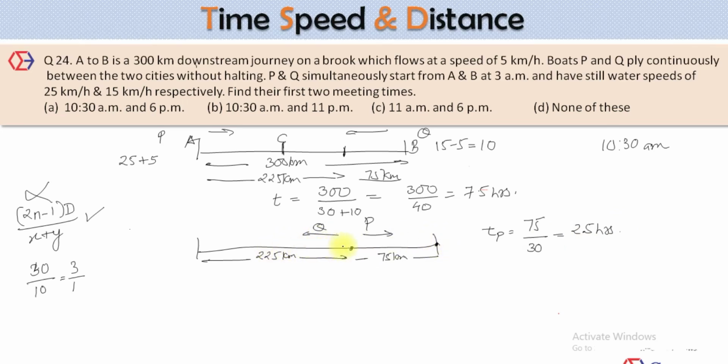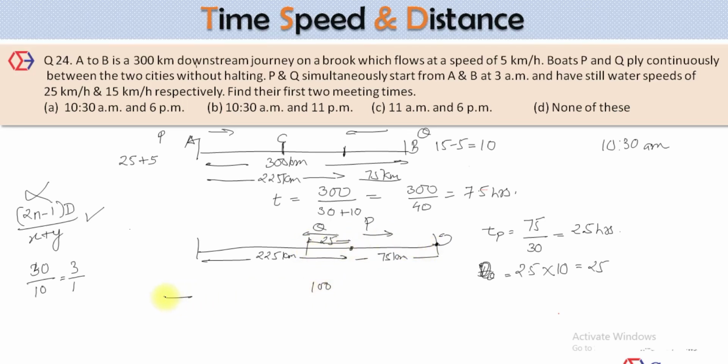Yes or no? Q will cover how much distance in 2.5 hours? 2.5 into the effective speed of Q. Now distance covered by Q in these 2.5 hours would be 2.5 into the speed of Q, that is 10. So Q will cover only 25 more kilometers. So when P will take a U-turn, Q will be how far from P? I'll say 75 plus 25, that is 100.